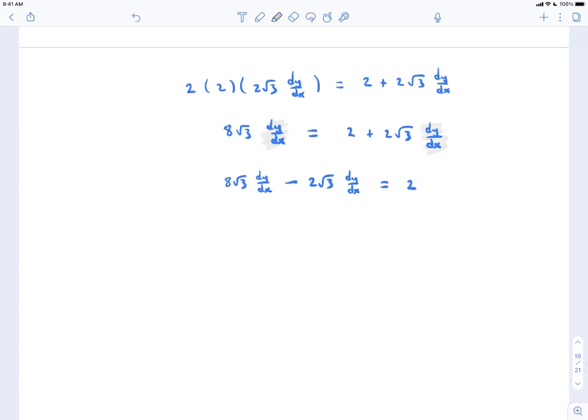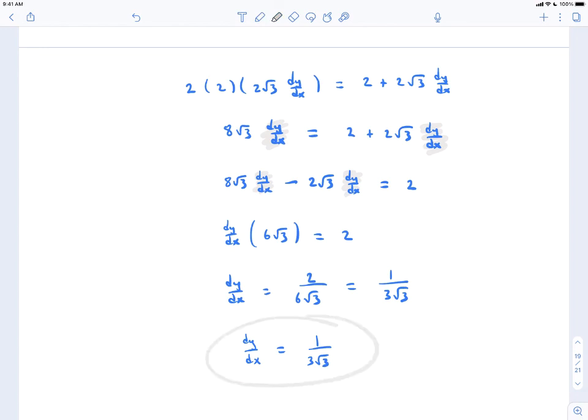We factor out the dy dx, and we'll have dy dx times, well, 8 square roots of 3 minus 2 square roots of 3 is 6 square roots of 3. That's going to equal 2, so dy dx is equal to 2 divided by 6 square roots of 3. This reduces to 1 over 3 square roots of 3. So the slope of our tangent line at this point is 1 over 3 square roots of 3. And that's our answer.